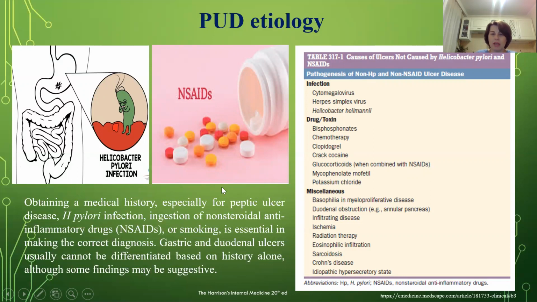Also, peptic ulcers can be caused by different infections, such as cytomegalovirus or herpes simplex, and different drugs or toxins, including clopidogrel, glucocorticosteroids, potassium chloride, miscellaneous duodenal obstruction, or other GI disease, as for example Crohn's disease, sarcoidosis, ischemia, or radiation therapy, as all of these factors can cause peptic ulcer too.